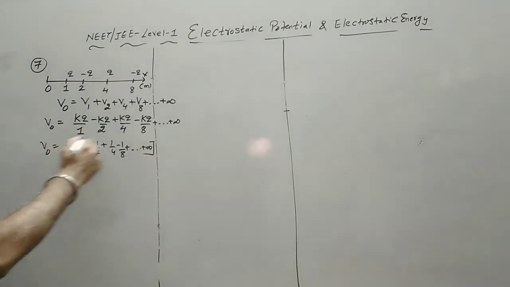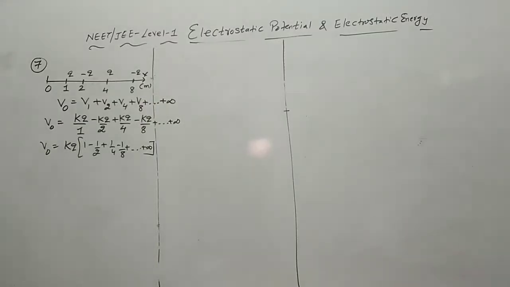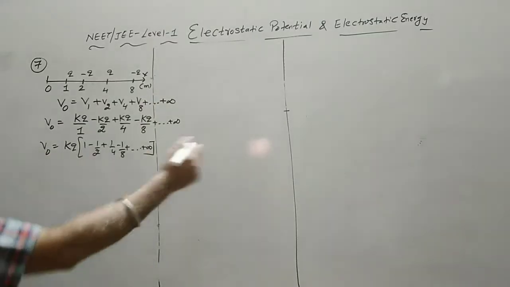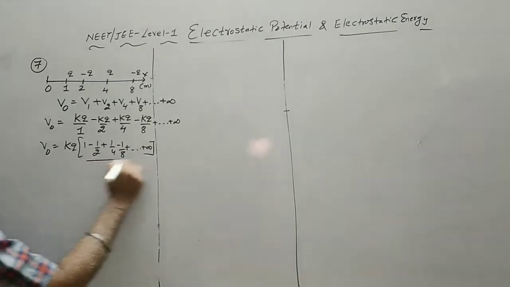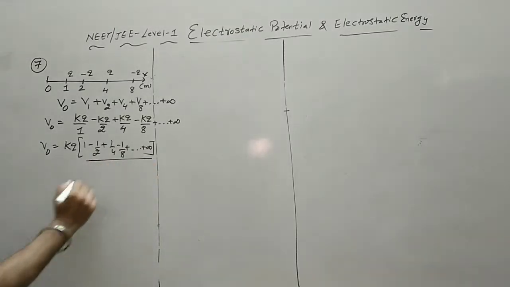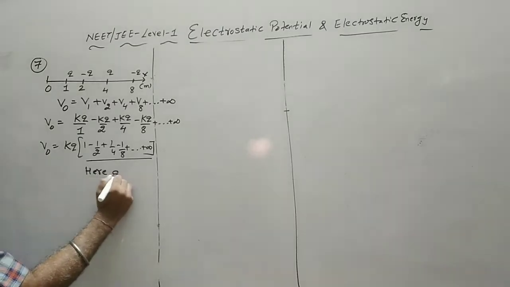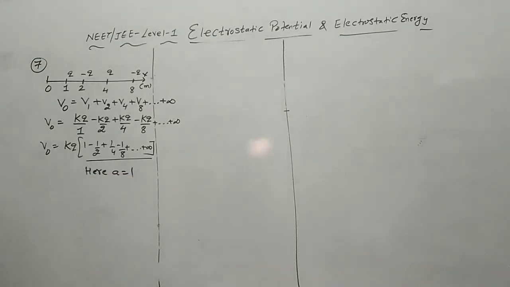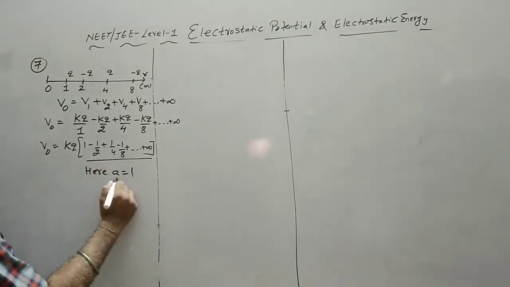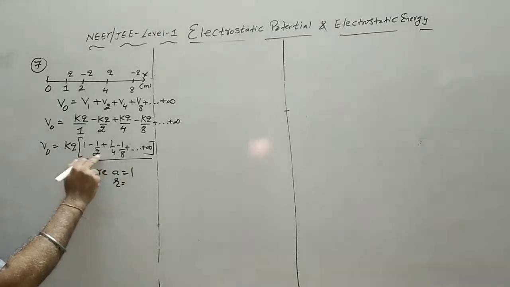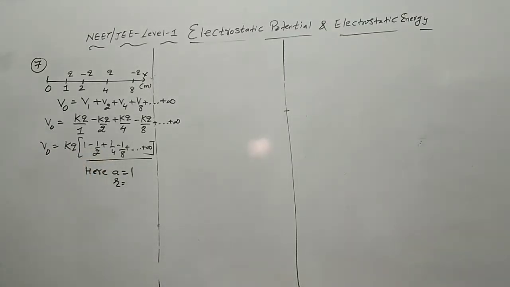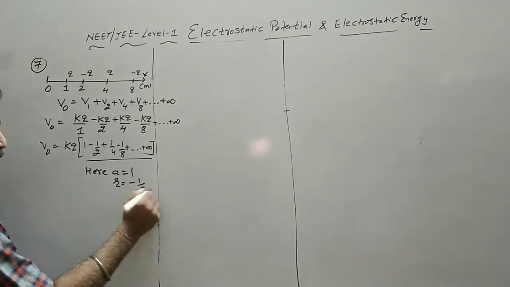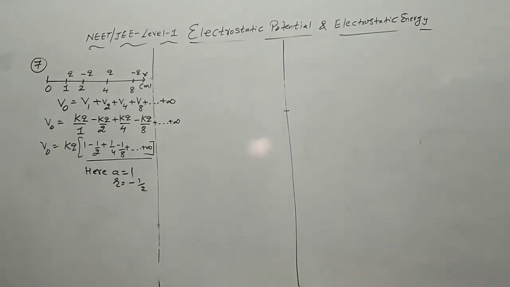So this is an infinite geometric series, or you say a geometric progression. So we find out the sum of this. The first term is A, that is 1. Now if you see the common ratio, minus half divided by 1, that is minus half. 1 by 4 divided by minus 1 by 2, so common ratio comes out to be minus half.